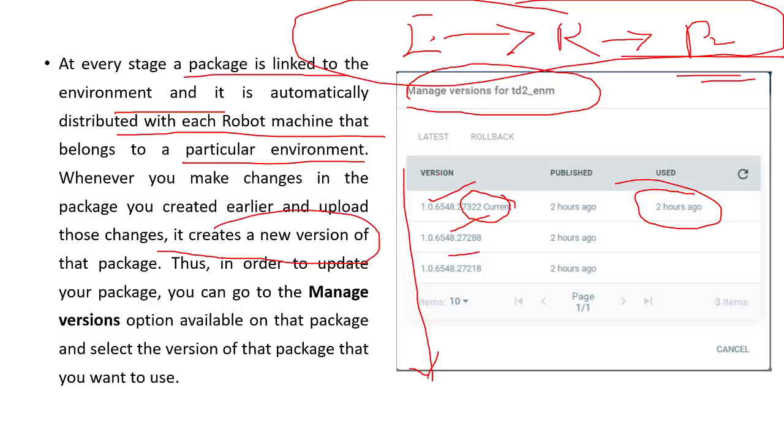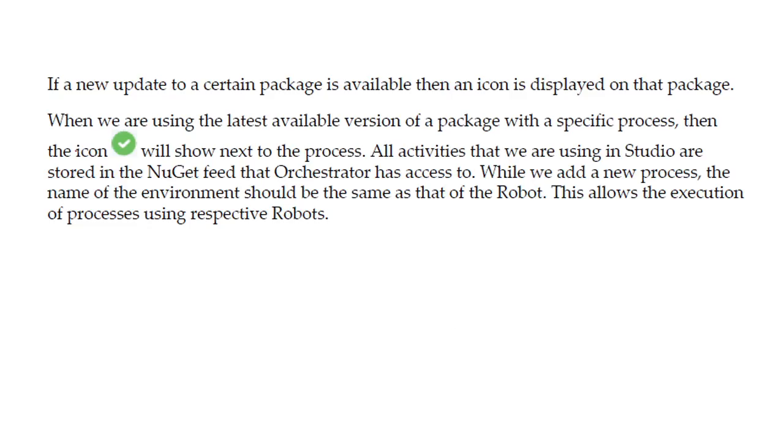Assume that you are dealing with a package called TD2_enum. See, this is the first version of TD2_enum, the next version and the current version. Automatically a version will be changed, and in order to update your package you can manage the versions. You still have an option to use an older version also by configuring it. If you want to use the current one, you can use that also. Now we shall see how it is done here.